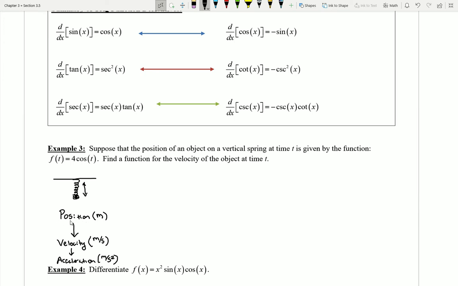If I start with position and take the derivative, I can get to velocity. If I take the derivative again, I can get to acceleration. I can also take the derivative of acceleration. Anybody know what the derivative of acceleration is called? It's actually kind of funny. The derivative of acceleration is what's called a jerk.